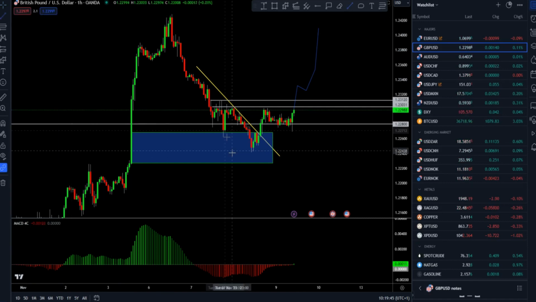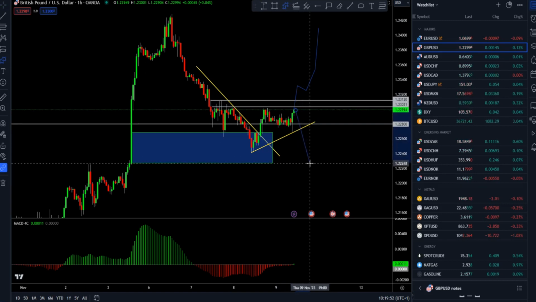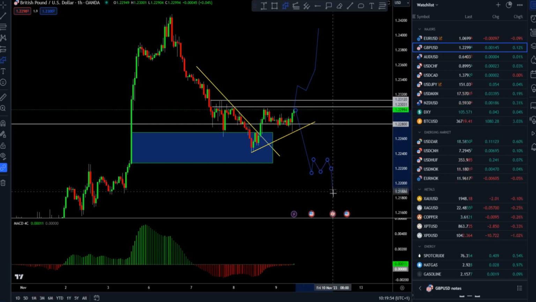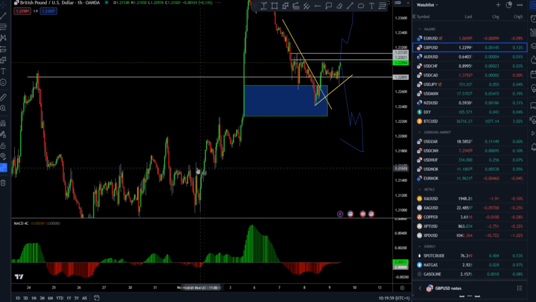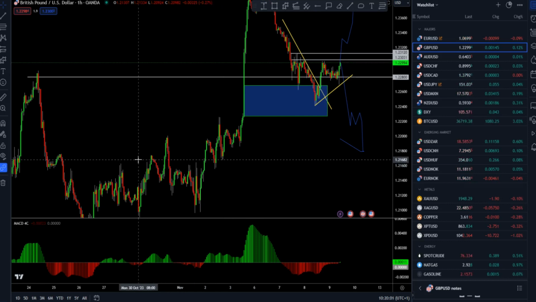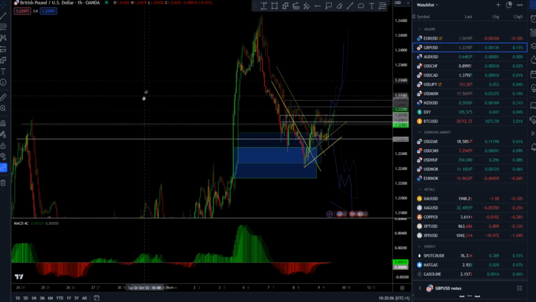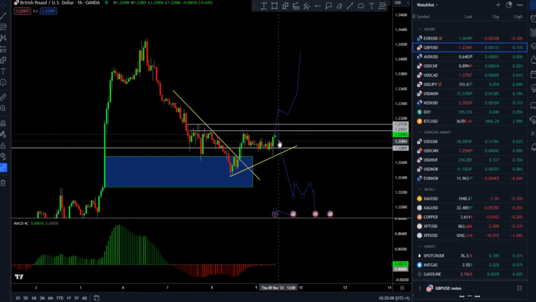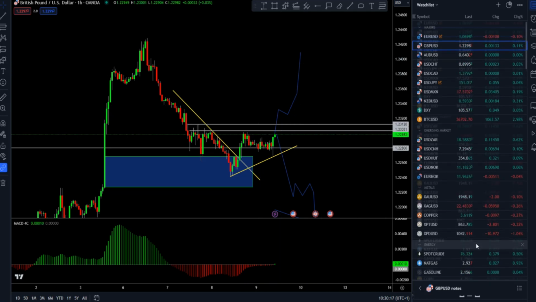Now, for the alternative scenario, if the market, for example, drops and trades below 1.2225 and holds below, then there is a chance for the market to go lower and potentially test the 1.2165 or even the 1.2100 area. But as I said, so far demand is in control, and the upside scenario is more likely to happen.